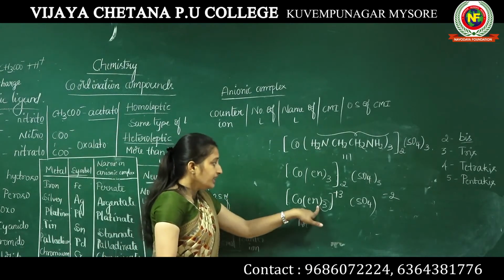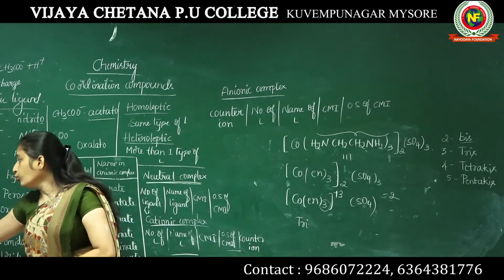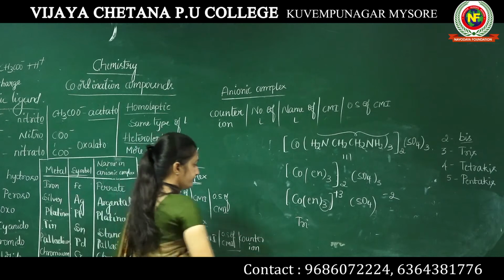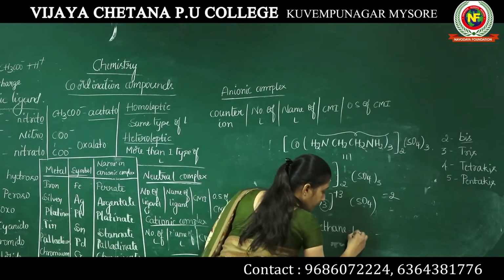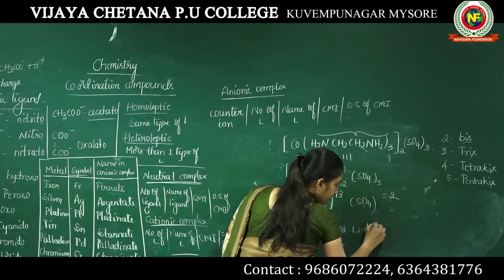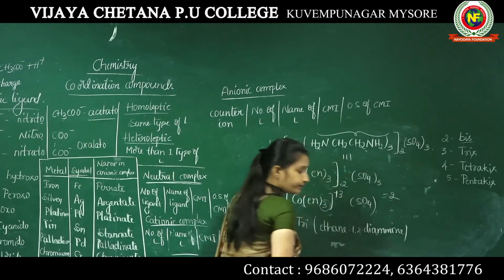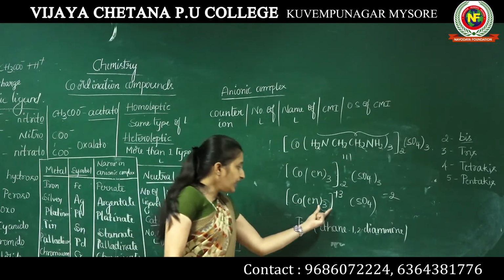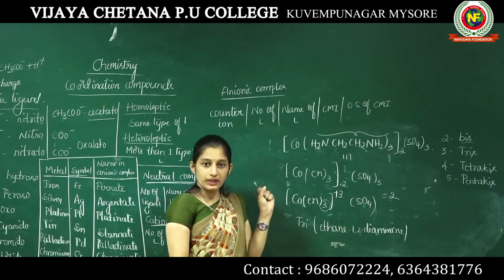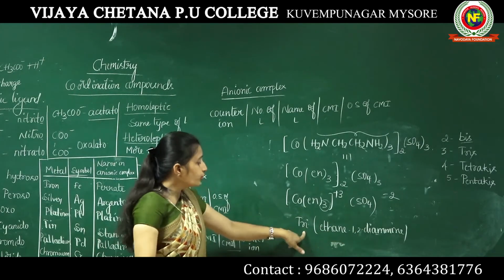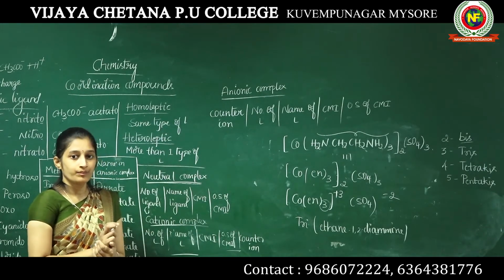3 en. En means what? Ethane 1,2-diamine. Correct? 3 times ethylene diamine means the ethane 1,2-diamine group is there. We should not use tri for it. Why am I not going to use tri?